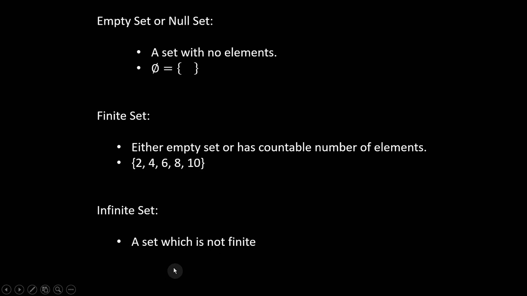A set which is not a finite set is considered an infinite set, which will have an infinite number of elements in it. If I consider two examples here, in the first example, we can find an infinite number of real numbers between 1.5 and 10.5. So we can consider this an infinite set, and we can also consider the next one, which has positive integers from 1 to infinity, as an infinite set.